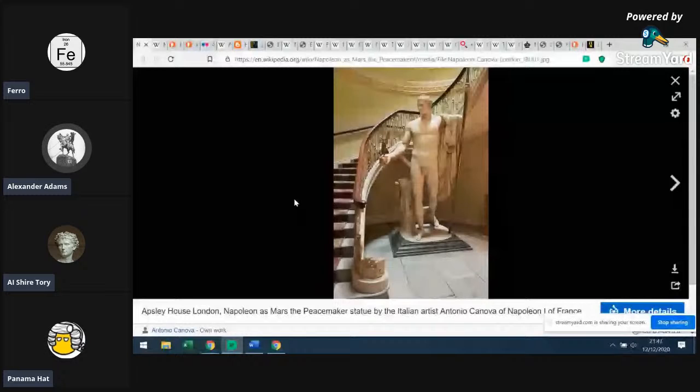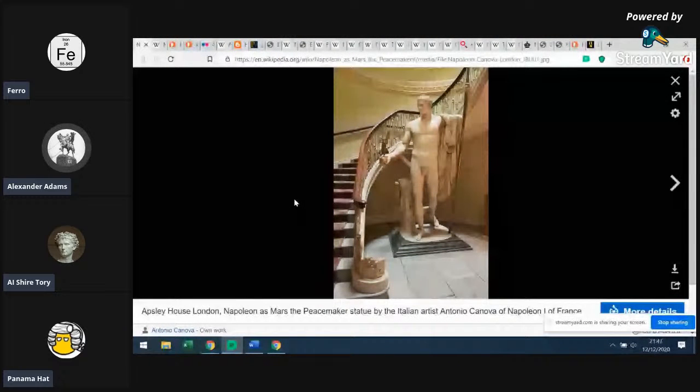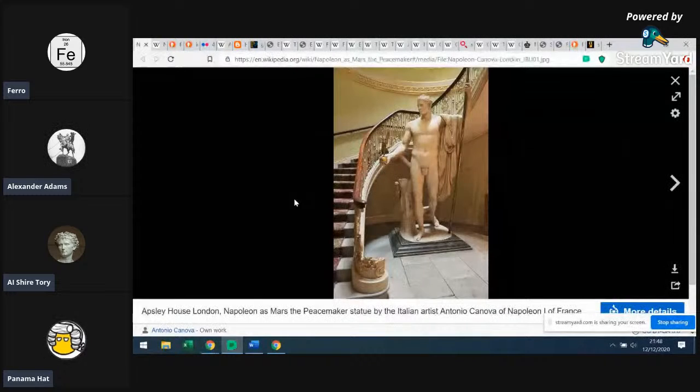depiction of Napoleon as Mars the Peacemaker, sculpted from 1802 to 1806, and this is in Apsley House. So can you guess how it got to Apsley House? We nicked it. Yes, but basically it's war booty. The Duke of Wellington carried it off and put it in his London home. His London home is actually officially called Number 1 London. It's the number 1 house in London officially.